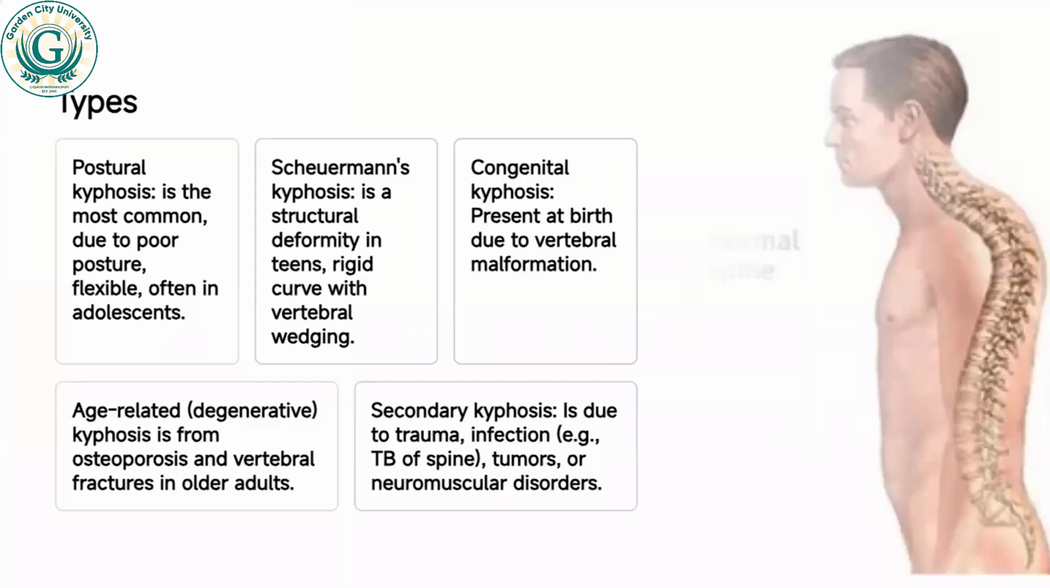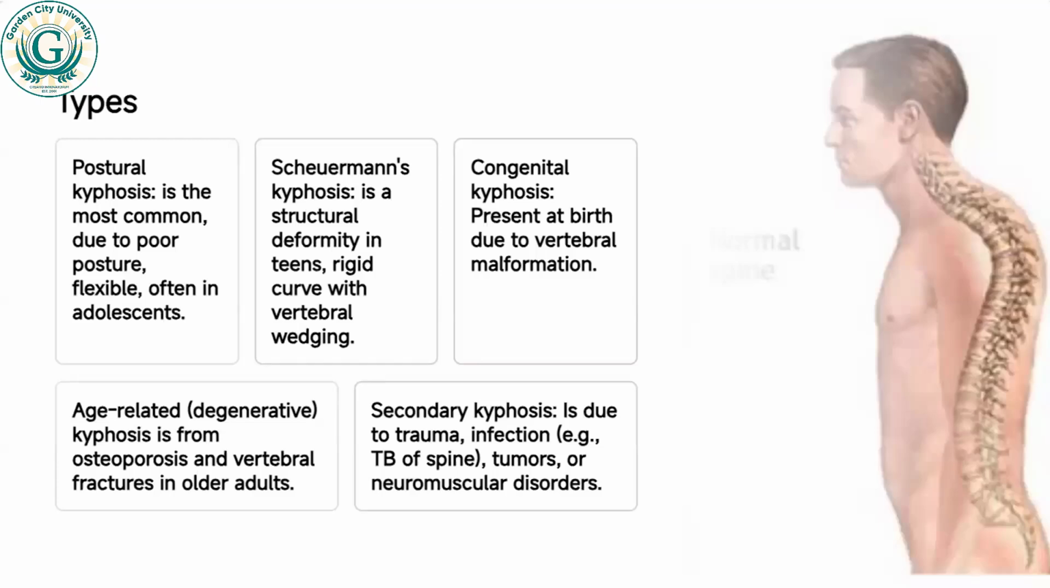We have postural kyphosis. That is the most common, due to what? The poor posture, flexible, often in adolescents, because it is mostly adolescents that are affected by this condition due to our poor posture. Okay. We have congenital kyphosis, when a person is born and there's malformation of the vertebra, which leads to kyphosis. And we have age-related degenerative kyphosis. As I was saying, once you are aging, you have a problem with osteoporosis in your bones, which leads to it.